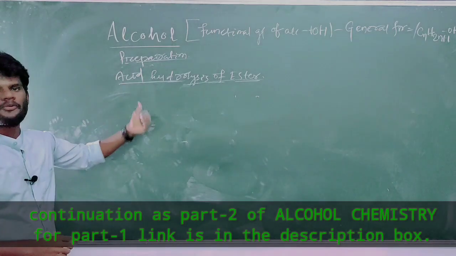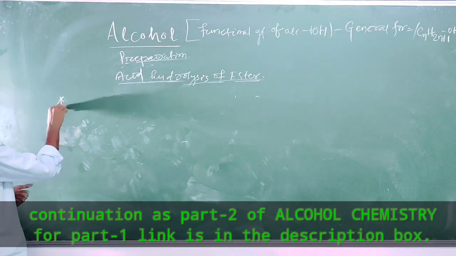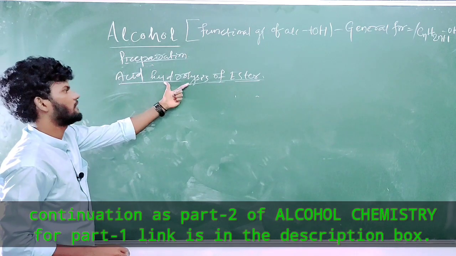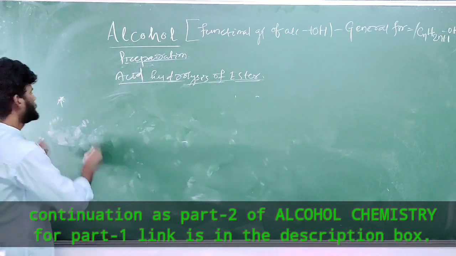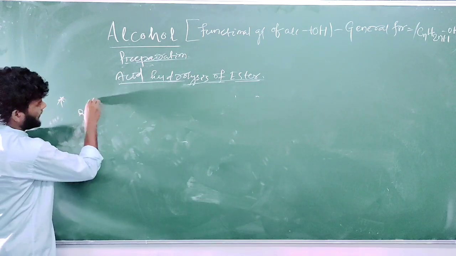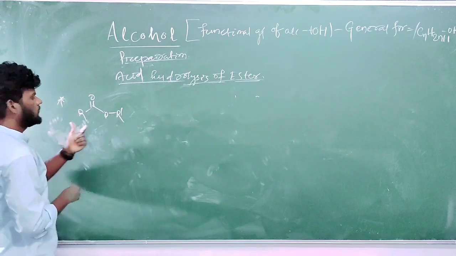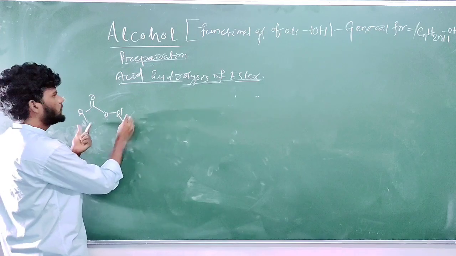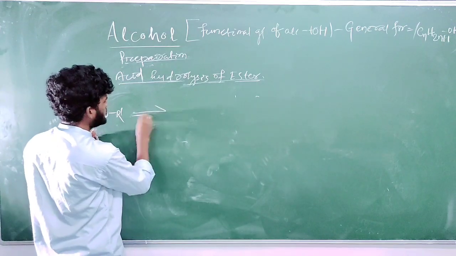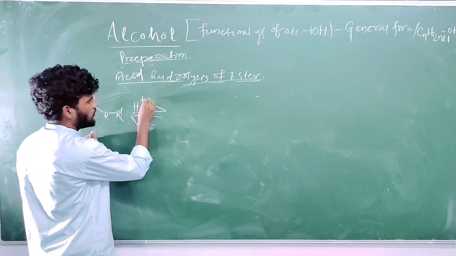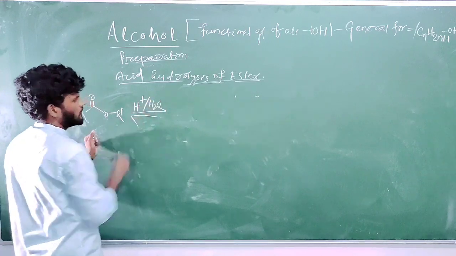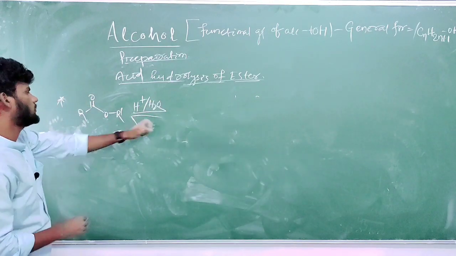So coming to acid hydrolysis of ester, the hydrolysis of ester by using acid. Let us take again the ester RCOOR'. To this ester, acid hydrolysis means the presence of acid, H plus, and water for hydrolysis. In the solution, H plus and water.